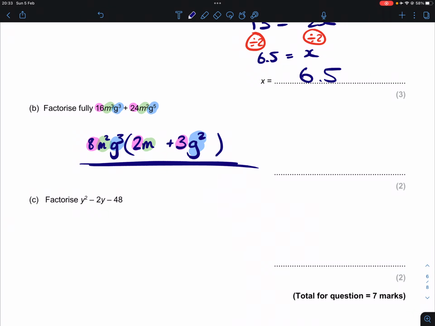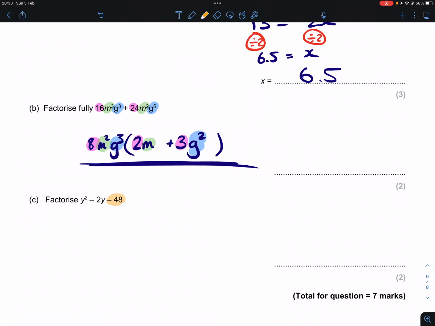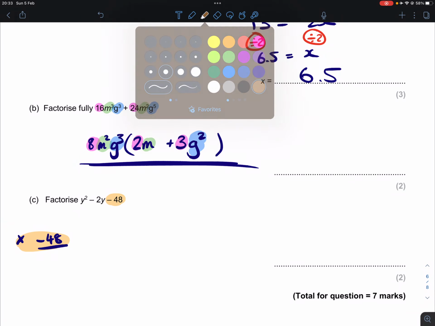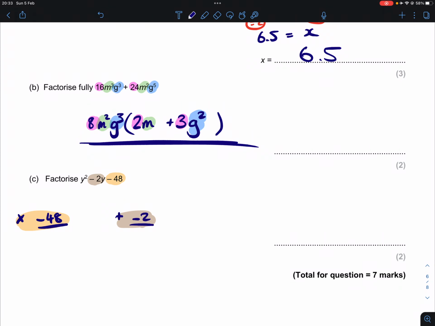Part C, factorize. We have a non-monic trinomial here. We're looking for what multiplies together to make minus 48, and then which of those factors add together to make minus 2. So we're going to add to make minus 2 and multiply to make minus 48. The fact that we have a negative tells us that in our double brackets we're going to have one term that's positive and one term that's negative.